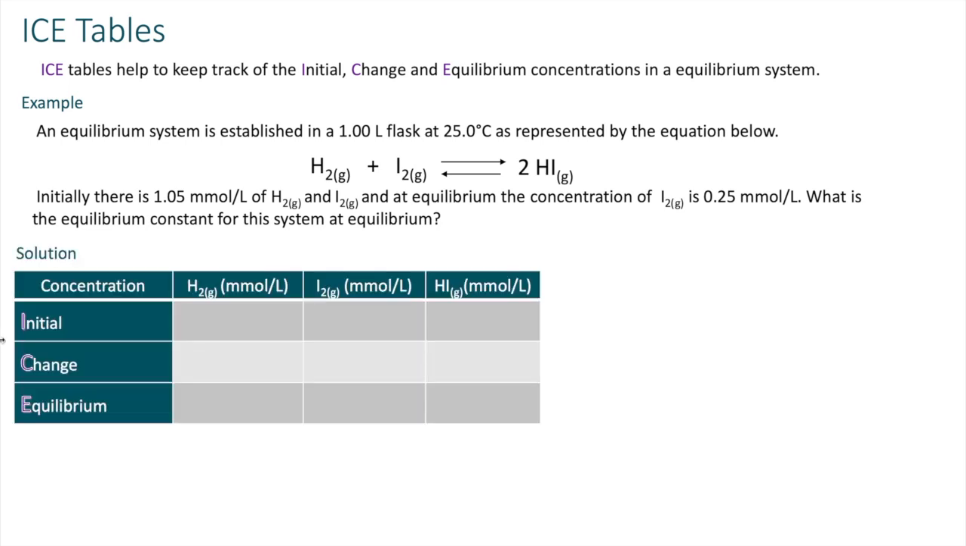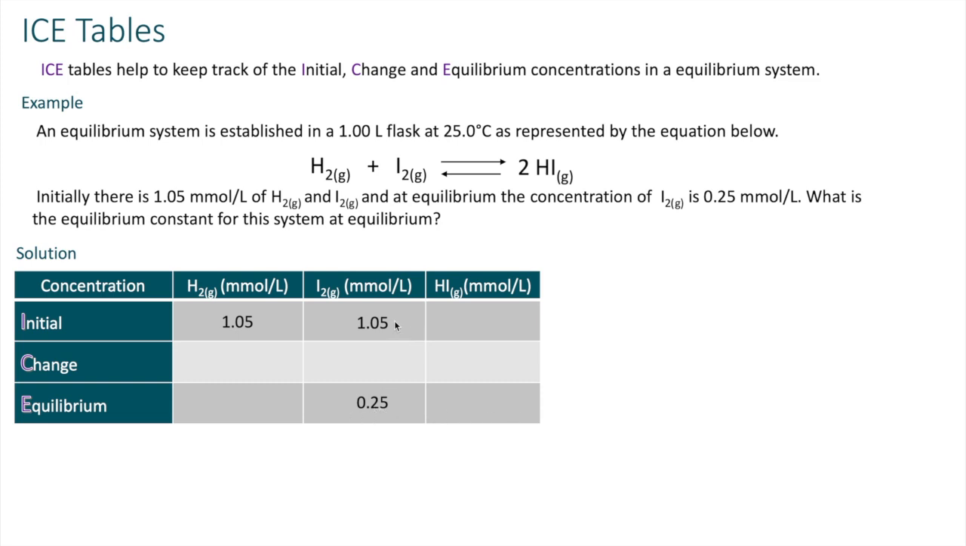So what we do is we write down what we have as reactants, and they go in the top columns right here. So H2, I2, and hydrogen iodide. And then we're going to write down the initial, the change, and the equilibrium. And you can see that spells ICE. So from our problem, we know what our concentration initially is of the hydrogen gas and the iodine gas, and we just write these down in our table. Then we're told that at equilibrium, the concentration of iodine gas is 0.25 millimoles per liter. So I'm going to write that down right here because this represents the concentration at equilibrium.